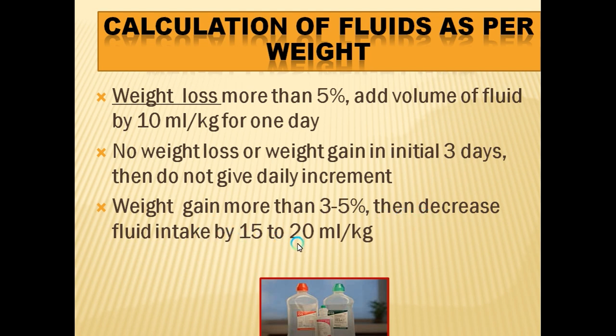So whatever is that allotted daily increment, we have to subtract 15 to 20 ml. I think the concept is clear. Now we have 3 situations. The weight remains same for initial 3 days, don't give the daily increment. If there is weight loss of more than 5%, then add 10 ml to the requirement of that particular day. If there is a weight gain, then we decrease the fluid volume by 15 to 20 ml. So whatever is the fluid requirement on that particular day, we decrease it by 15 to 20 ml.